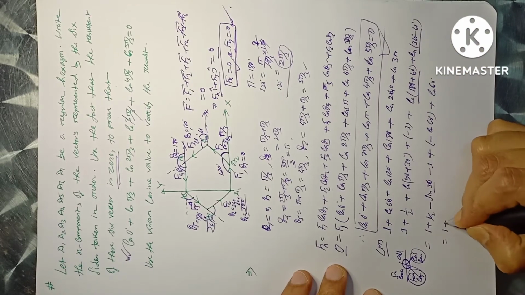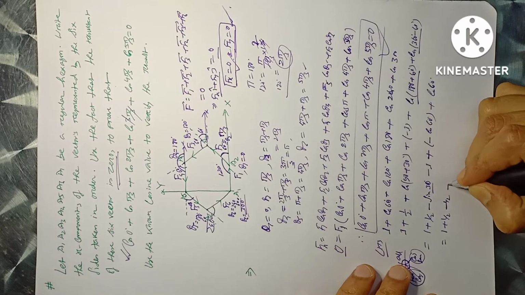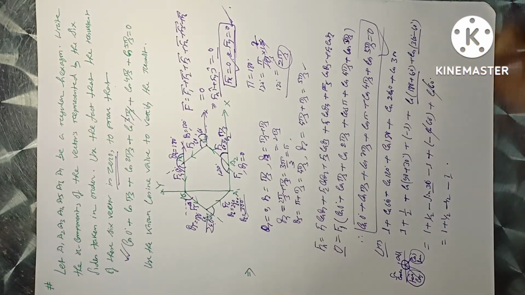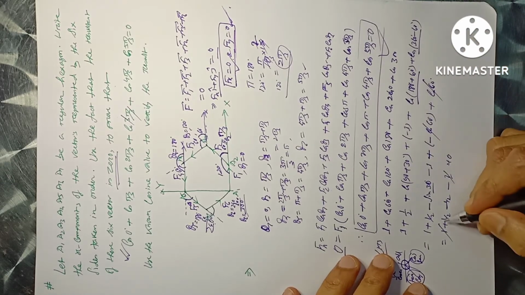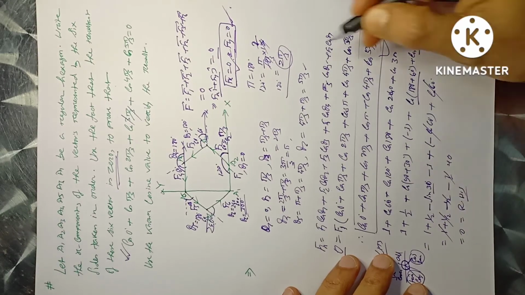So you get 1 plus half, and sin 30 degree minus half, minus 1, and minus cos 60 degree and plus cos 60 degree already cancelled, and therefore 0. Then plus 1 minus 1 is 0, plus half minus half is 0. So the right hand side. Hence proved.